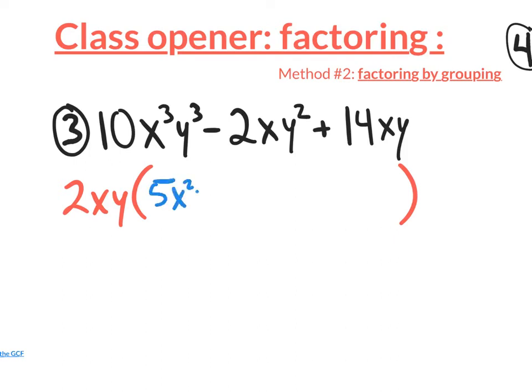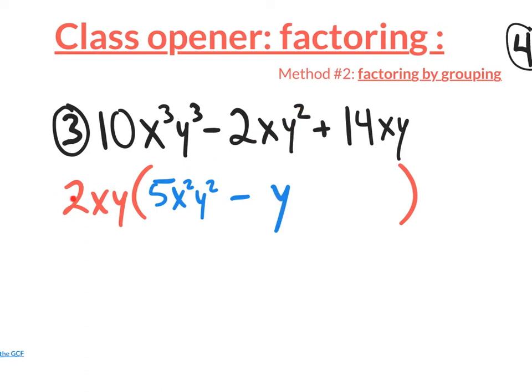5x squared y squared, right? How about for the middle term? If I were to take 2xy times what will give us that negative 2xy squared? Just a negative y. You can put a negative 1y if you want. But, I mean, that makes sense. If you multiply 2xy times negative y, that'll be a negative 2xy squared.